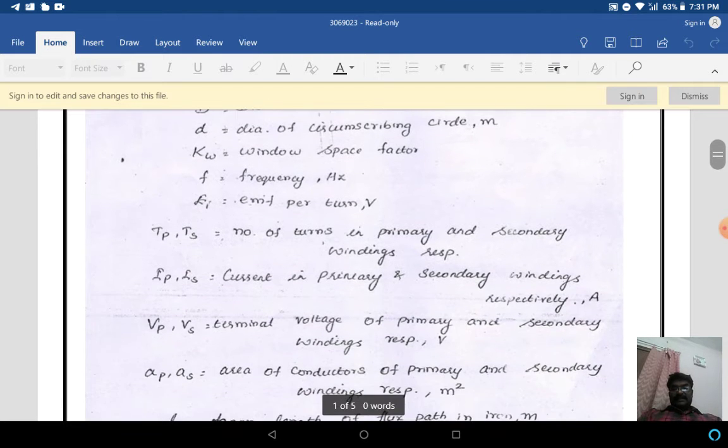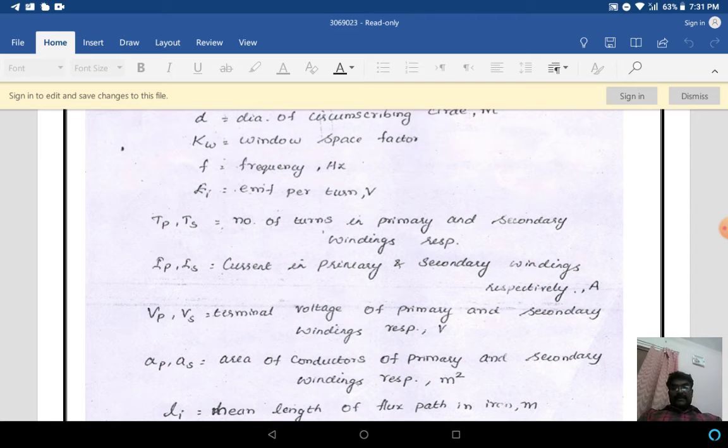Et is the EMF per turn, its unit is volts. And Tp, Ts: the P indicates primary and S indicates secondary, so the number of turns in primary and number of turns in secondary. Ip and Is, as I told, P and S mention primary and secondary. I we know is current, so current in primary and current in secondary. In the same way Vp and Vs, voltage in primary and voltage in secondary. Next, Ap and As: A is nothing but area, so the area of conductor of primary and secondary winding respectively, its unit is meter square.